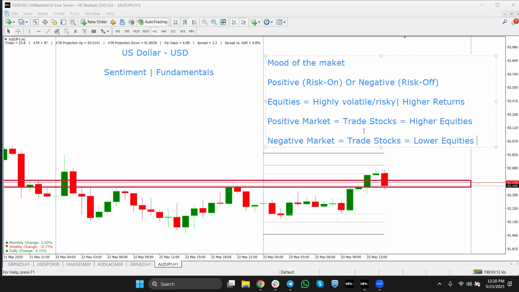Now, what is the relationship of sentiment with the dollar, or the relationship of equities with the dollar? The thing is, the correlation between US equities and the US dollar is not positive. In fact, it is a negative relationship.